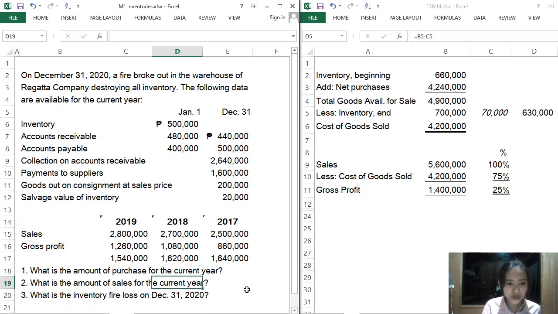So, what is the amount of purchase for the current year? What is the amount of sales? And magkano yung nasira ng fire? Ma'am, parang ang dami namang tanong. Ang dami nga. Ba't parang ang dami naman ding? Of course, ang dami naman itong data.